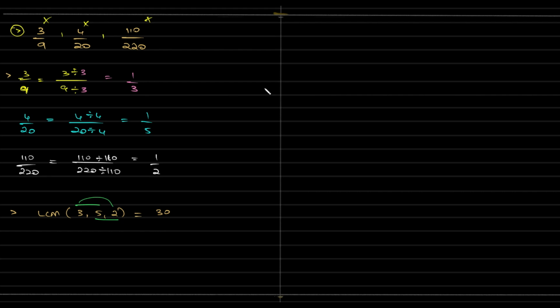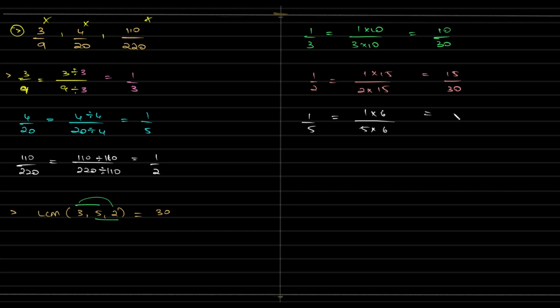Okay, LCM is 30. We have to convert everything to 30. 1 by 3 is to be converted to 30 by multiplying with, very simple, 10. 10 by 30. And then we have 1 by 2, converting into 30 by multiplying with 15. And last, 1 by 5, I missed out, 1 by 5 into 6. And tada, we have all of them in their like fraction form.